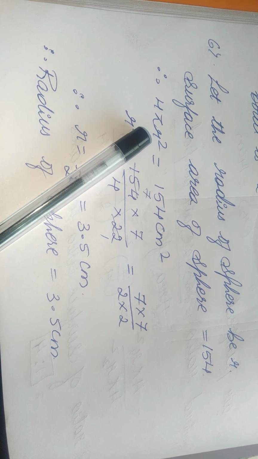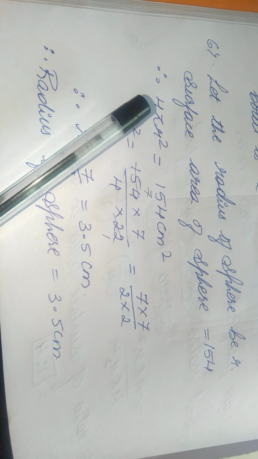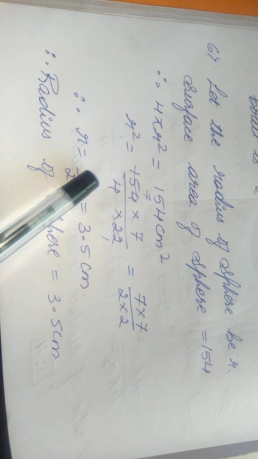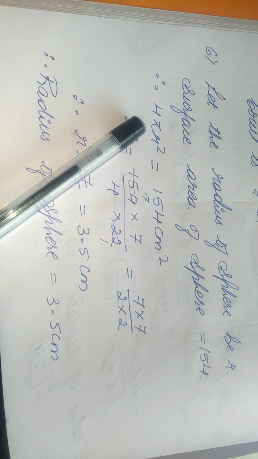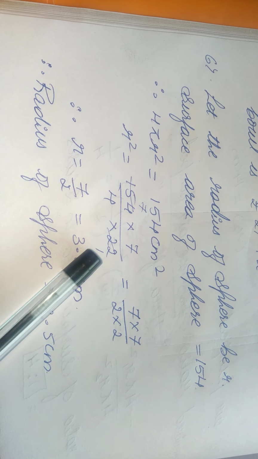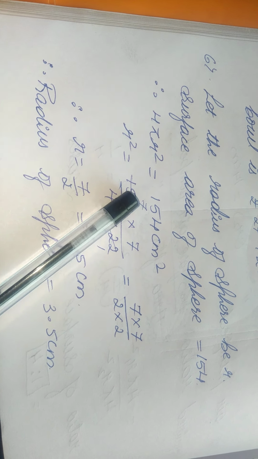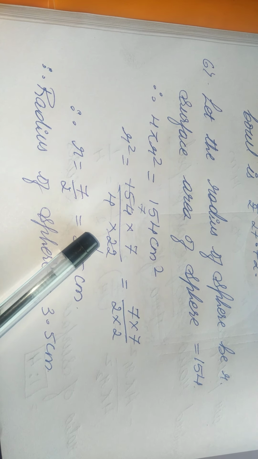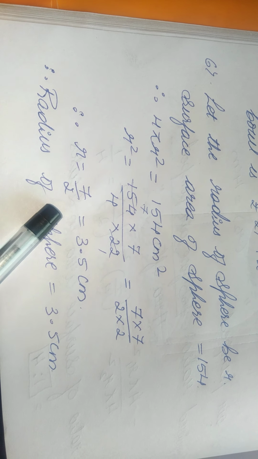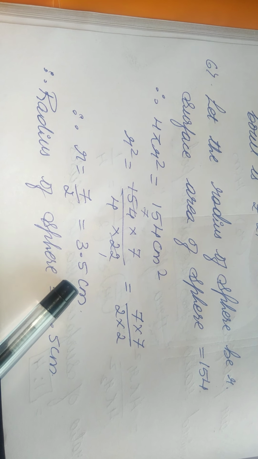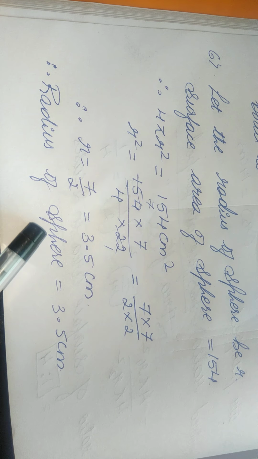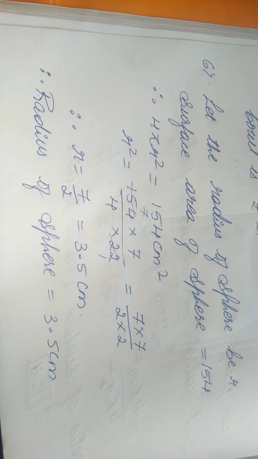I will substitute in the LHS 4 pi r square. 4 is in the numerator, it will come to the denominator. Pi value is 22 by 7, it gets reciprocated as 7 by 22. Cancellation, 22 ones are 22, 7 sevens are 49. 7 square by 2 square. Henceforth r is 7 by 2. 7 by 2 is 3.5 centimeters, children. Radius of the sphere is now 3.5 centimeters.